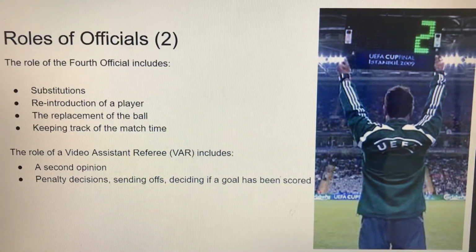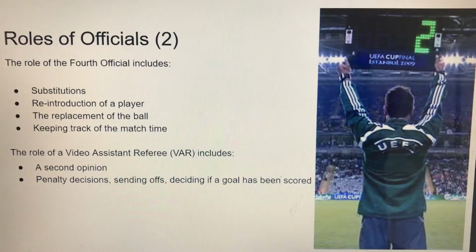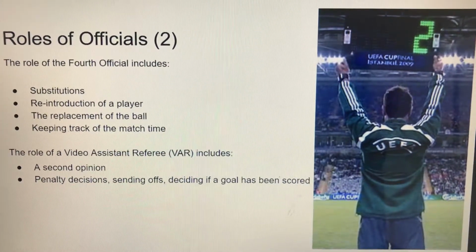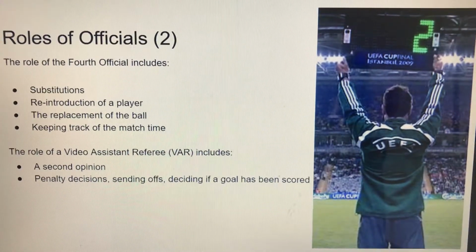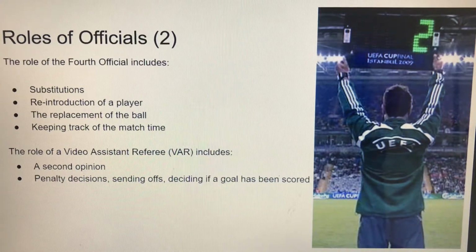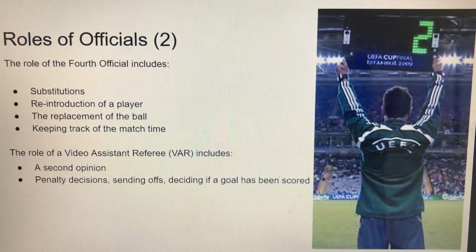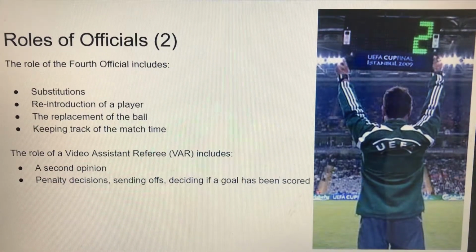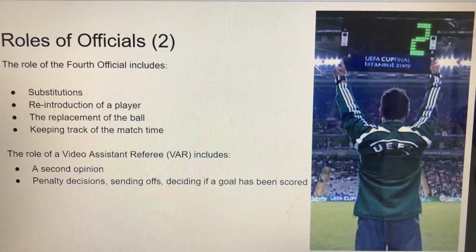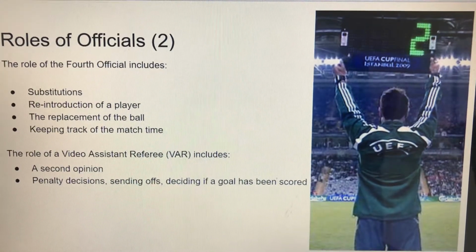The role of the VAR officials is that they are not present on the pitch. These officials are behind the scenes and are referees that give a second opinion to the referee's first opinion. The VAR helps with the decisions that referees have to make, like penalty decisions, sending offs, and even if a goal should stand or not.